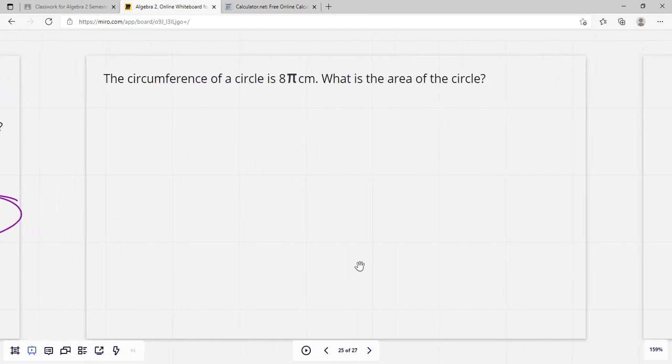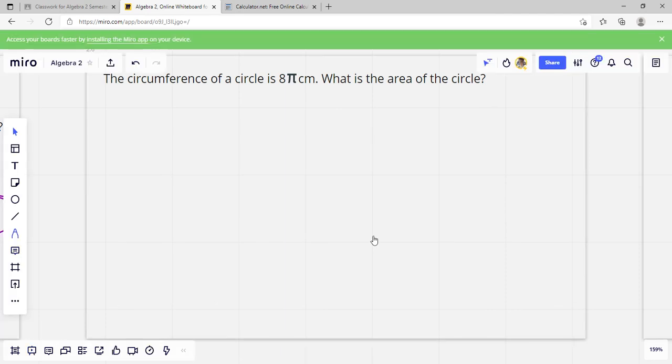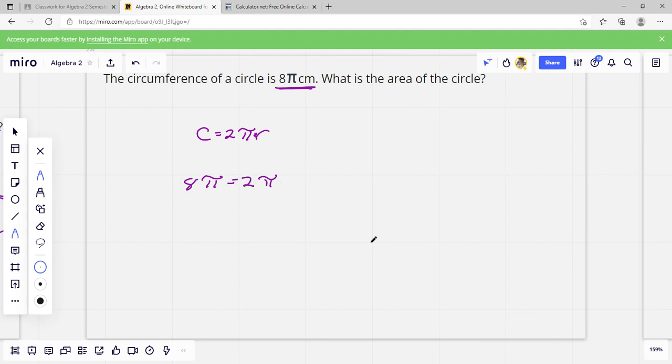Writing it down. The circumference of a circle is 8 pi centimeters. What's the area of the circle? Okay, so if we said C equals 2 pi r, right, and C is 8 pi, we're just going to put it on the other side of the formula, equals 2 pi r. First thing we can divide by is pi, right? And we're going to cancel it there and there. So now we have 8 equals 2r. Now we're going to divide by 2 on both sides. R is going to be equal to 4.